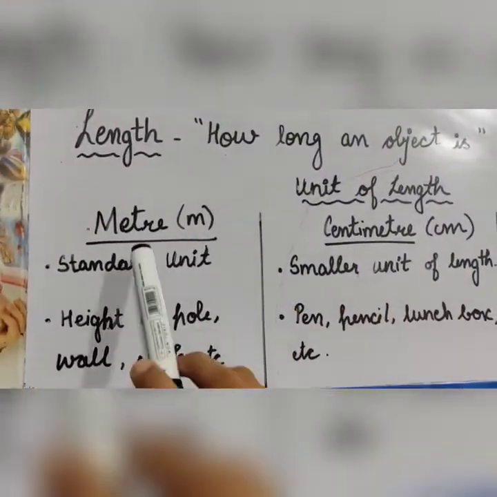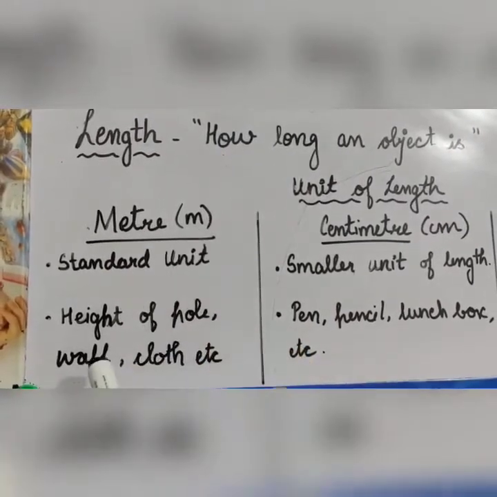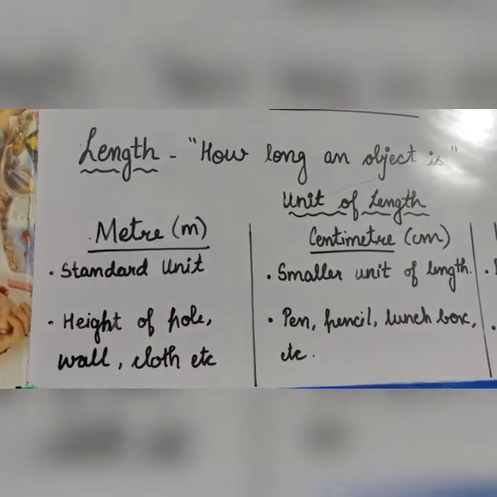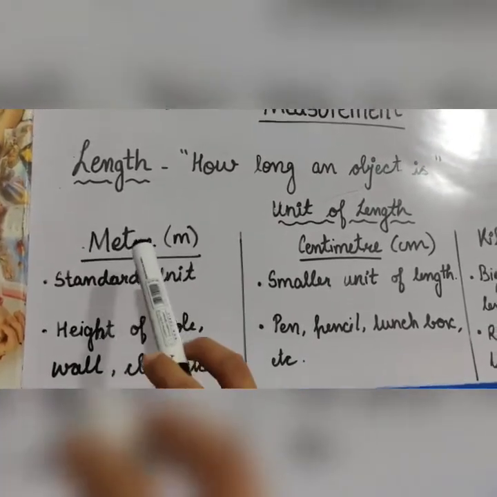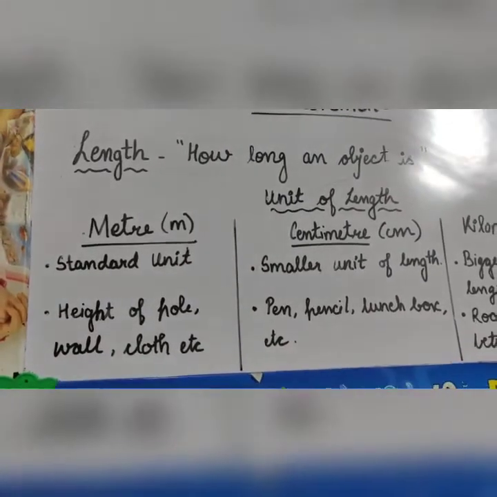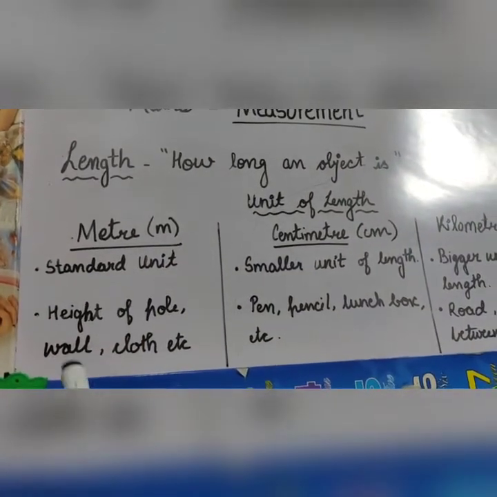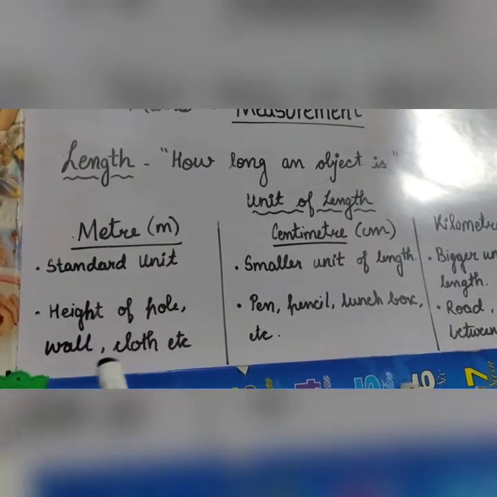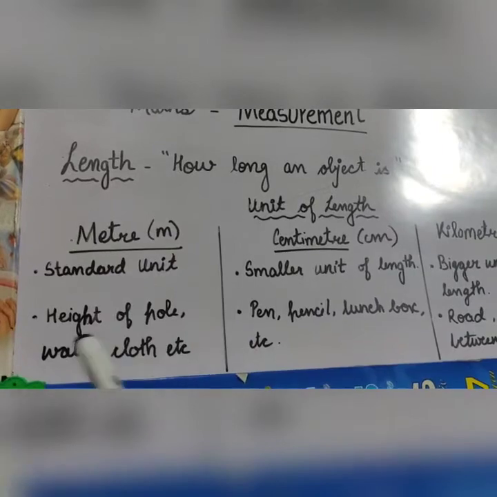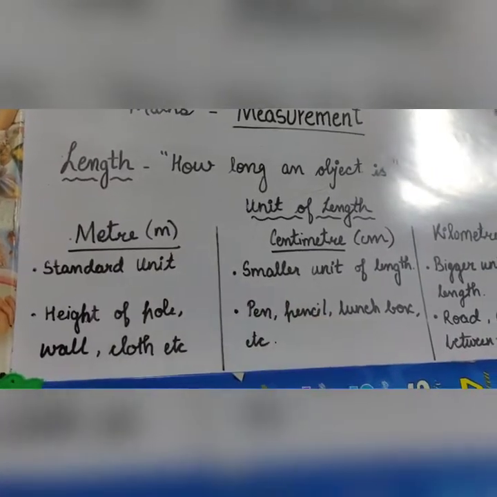First, meter. It is denoted by small m. It is the standard unit. Standard unit means that most of the time the length is measured in meter. So this is the standard unit of length. In meter, we can measure the height of a pole, wall, cloth, etc.